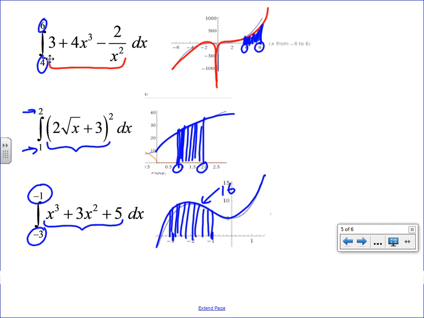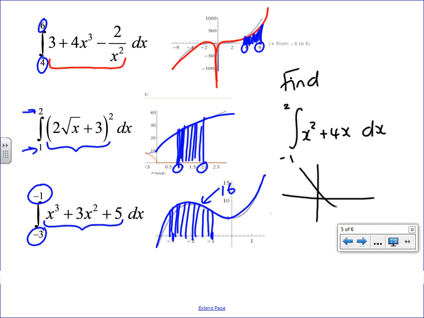So you might, in an exam, see the question phrased, find the integral from -1 to 2 of x squared plus 4x dx. You might see it like that. Or what you might see is the question, find this area. And you would know that you needed to use integration to find that area.